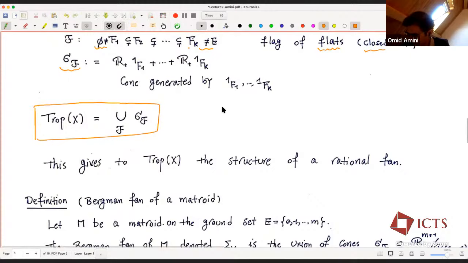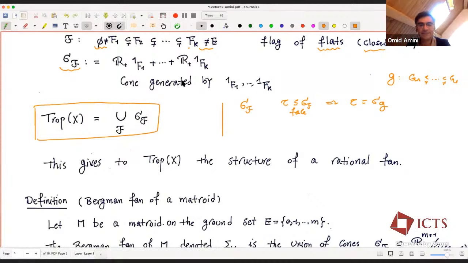If you take a sigma among these sigma Fs, and if you take a face tau of the sigma, this is a face. Okay, so let's say you take a sigma F, you take a tau, which is a face of sigma F, then tau itself is of the form sigma G for some flag G, which is of the form G1 up to GL. Okay, so it means that this collection of cones that you define is closed under taking faces of the cones which are already there.